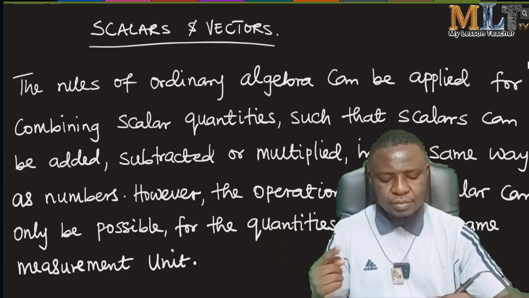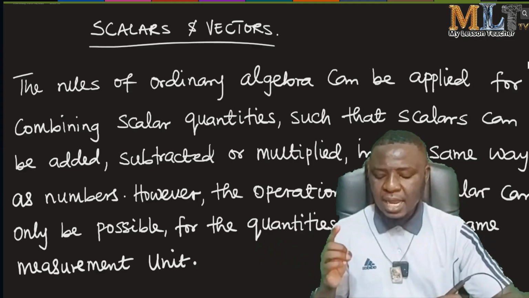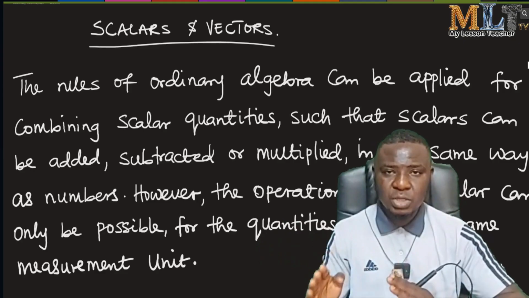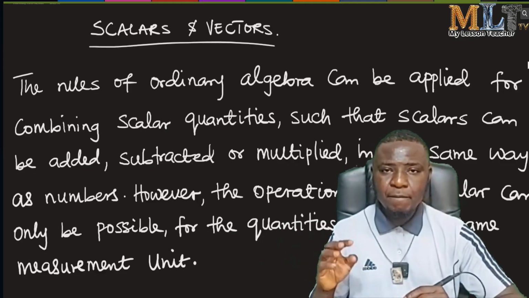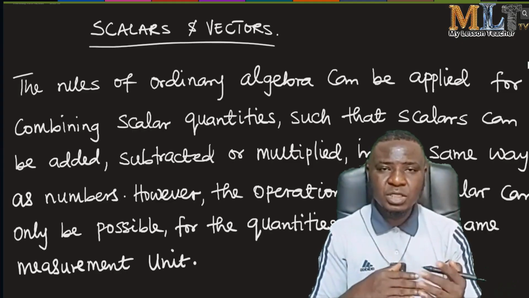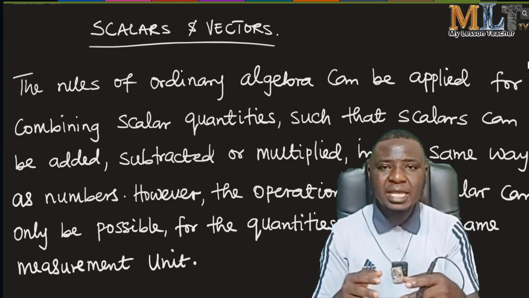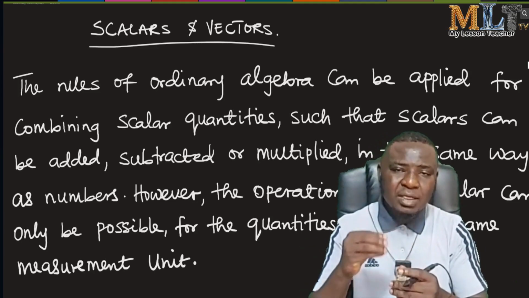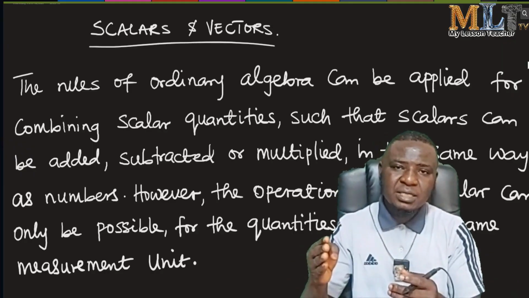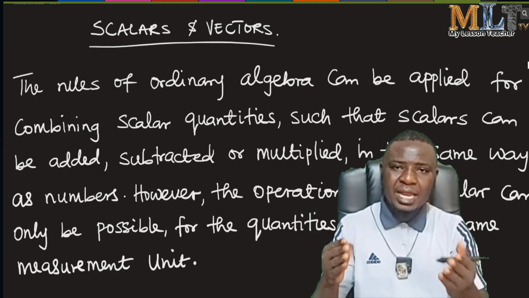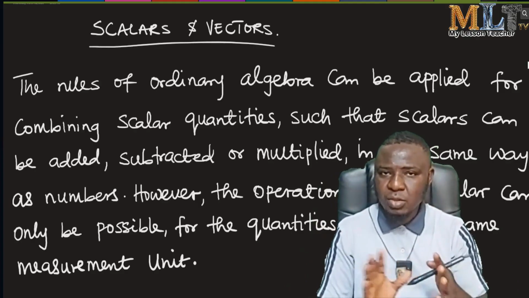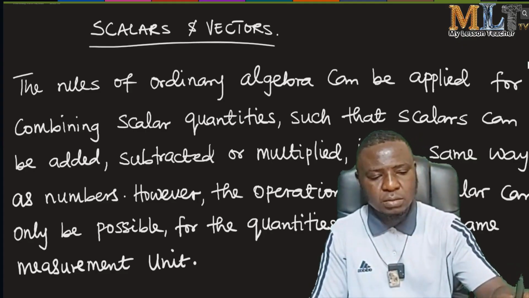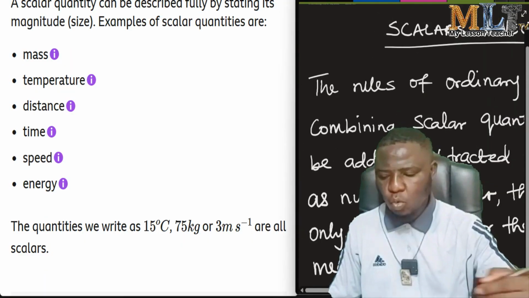Okay. However, I said the operation of the scalar can only be possible for the quantities with the same measurement unit. So if you are multiplying two scalar quantities together, they must be of the same unit. It's either they are in liters, or they are in degrees Celsius, or they are having just the same unit. You cannot divide centimeters by kilograms, okay, and expect it to still be a scalar quantity. No. All right. So that is that on scalar quantities. So let's look at vector quantities.